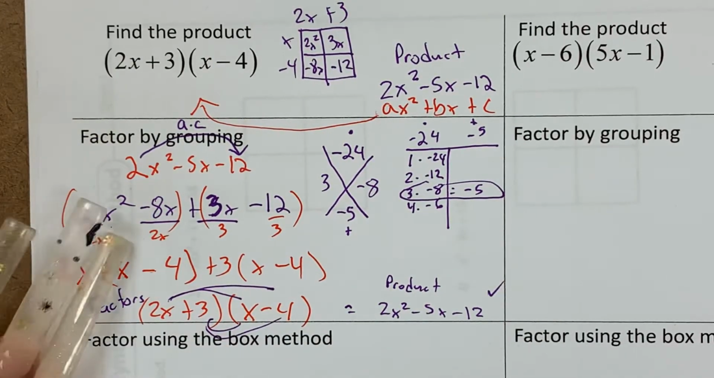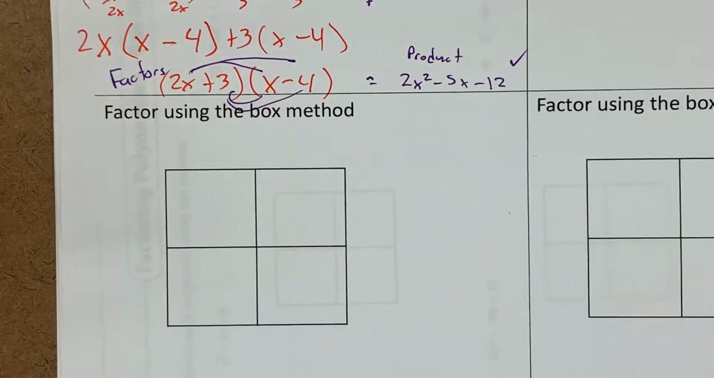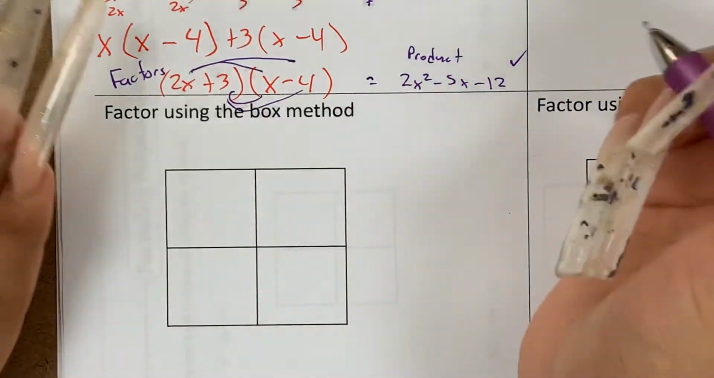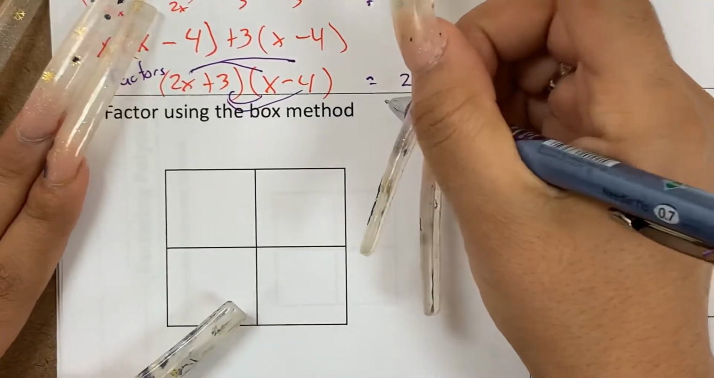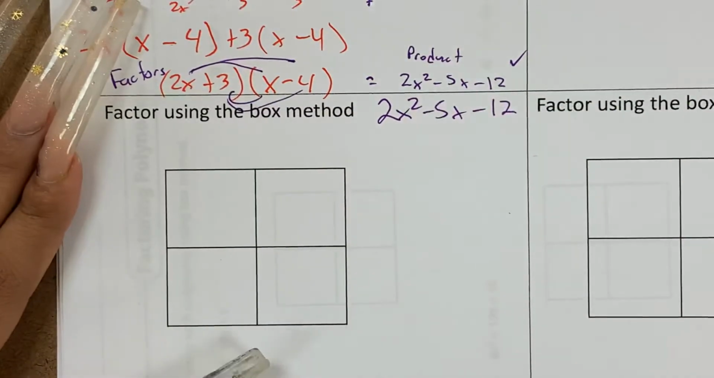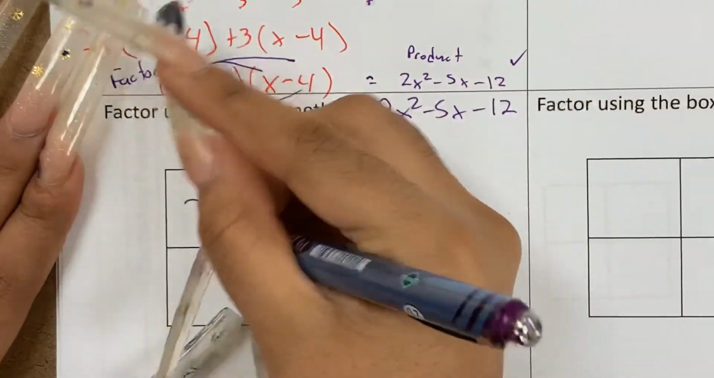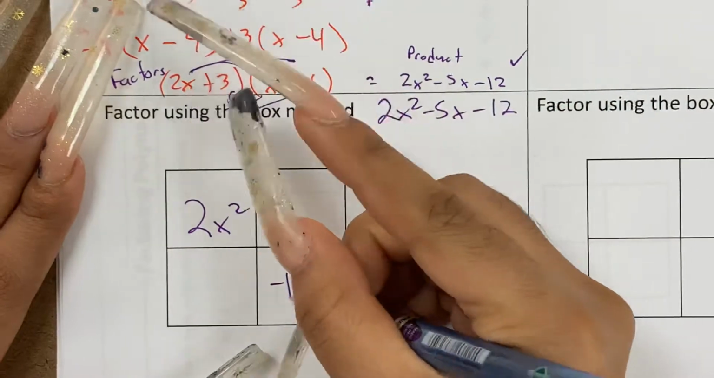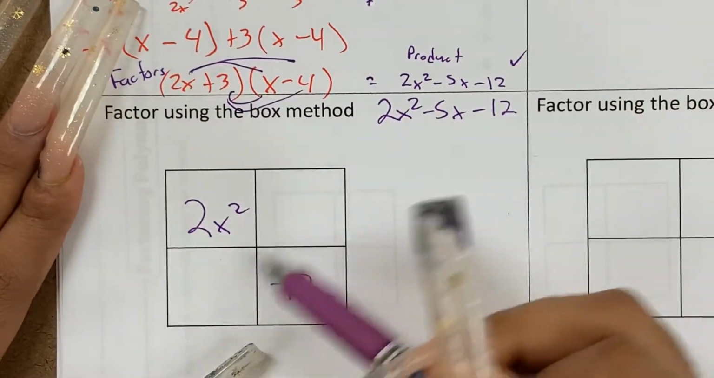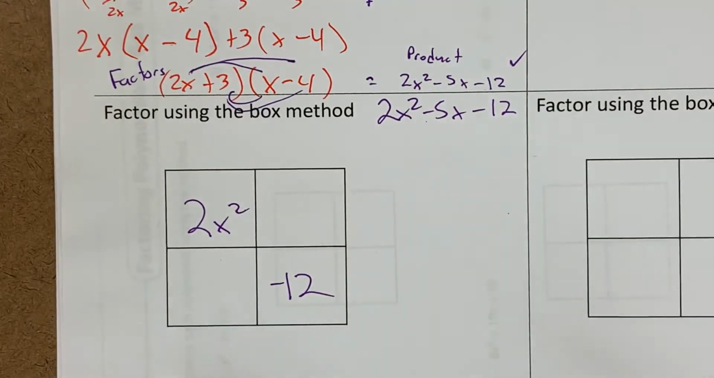Now let's use a different method called the box method. I think most of y'all are going to like this just because it's more visual. Okay, so factoring using the box method. We're going to start off with the same trinomial, 2x squared minus 5x minus 12. For the box, I need 4 terms. I know the x squared term goes here. I know the constant term goes here. But I don't know what term goes here. Because I have 1 term, I need to come up with 2 terms to put here.